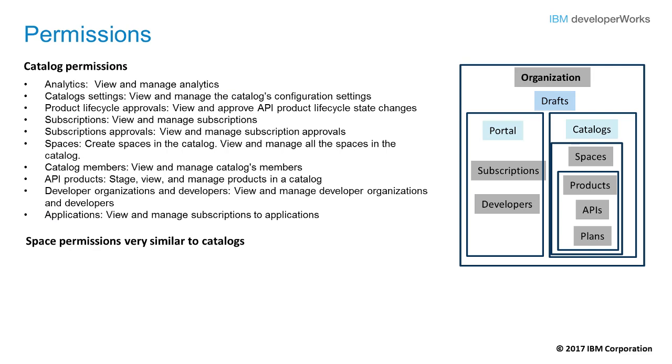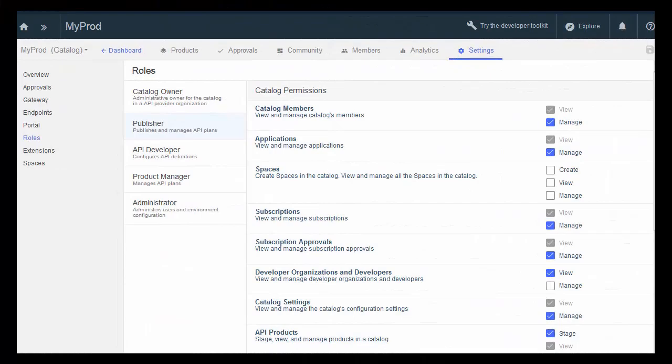Each role has a set of permissions, and these permissions pertain to things like analytics, product lifecycle approvals, subscriptions, what kind of spaces can be created and joined, developer organizations, and applications. Here you see an example of the permissions set for each role, again at the catalog level.